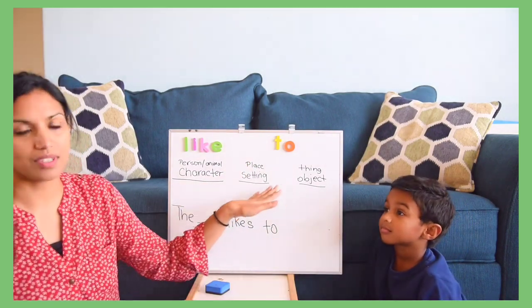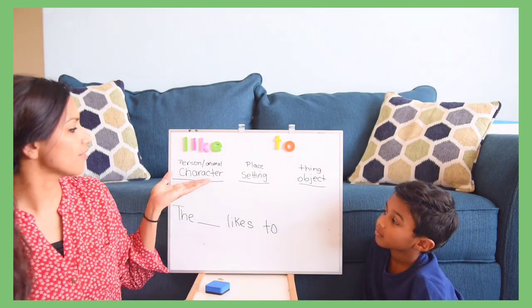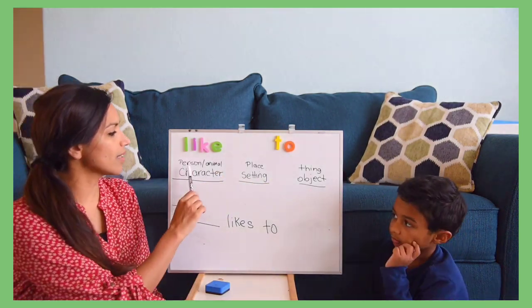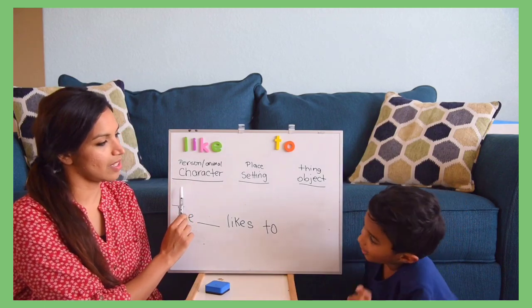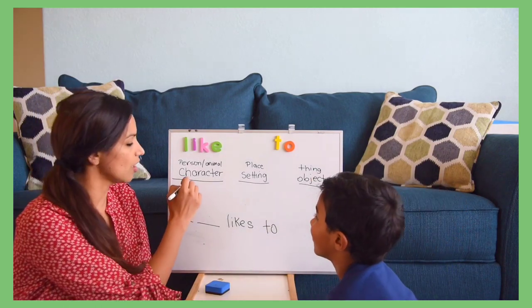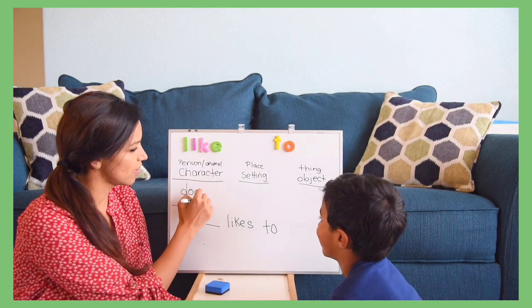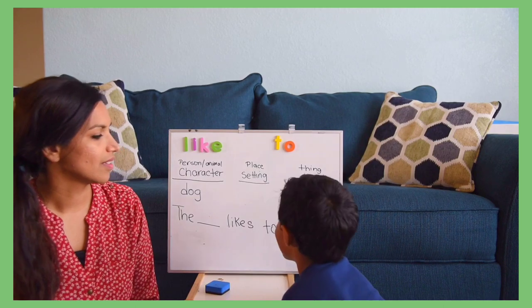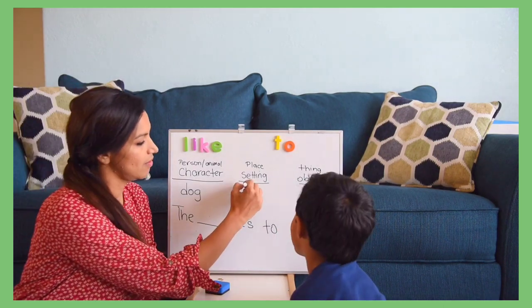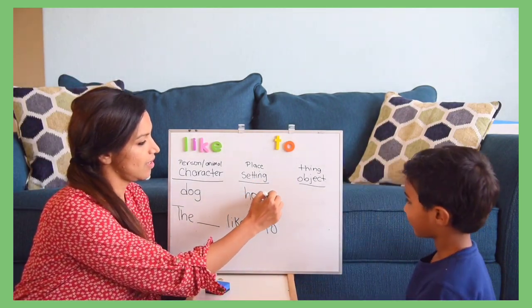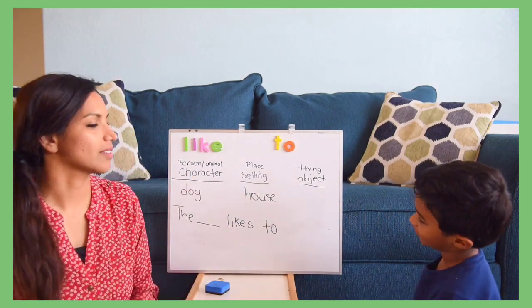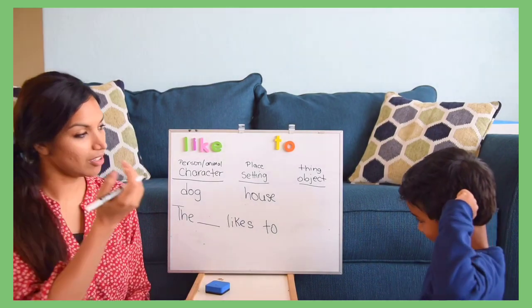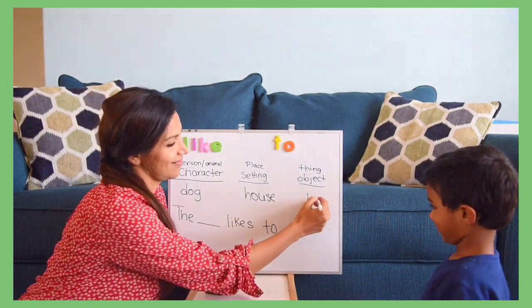But to help out the child, we're going to go ahead and write a character, a setting, and an object for them. So pick a person or animal. Sahil. Dog. Dog, okay. Pick a place for this dog. A house. Okay. And an object, a thing. A ball? Yeah, ball. Okay.